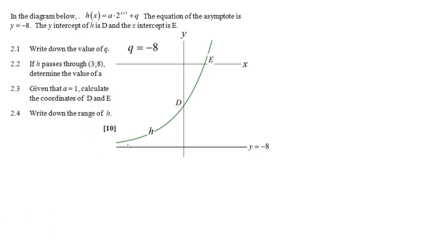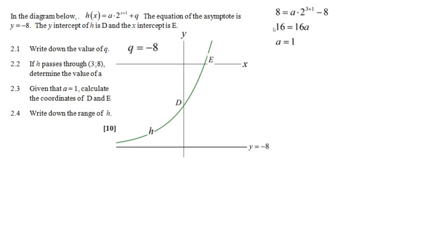Now they say this h passes through this point of 3 and 8, so it must be way up here, like 3 and 8 is some point way up here, so like that. Well, all you do is you take 3 and you put it in instead of x, and you take 8 and you put it in, substitute it instead of y, and then solve for a. You know that q is minus 8, and it looks like that. You put a 3 in for x and 8 in for y.